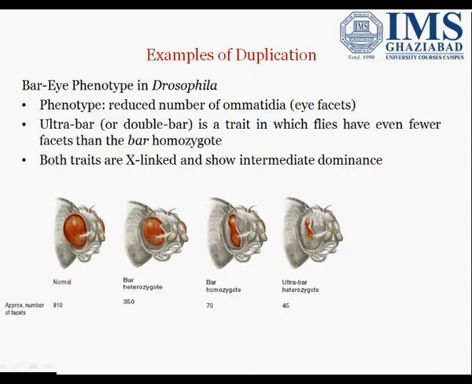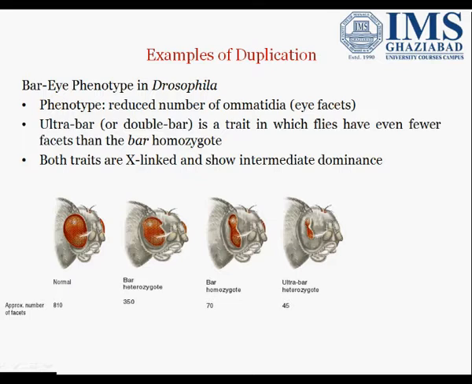Now, what is the condition? This is the normal Drosophila in which the number of eye facets is 810. When one of the segments, the 16A segment, gets introduced in that particular case, the bar heterozygote gets formed and we are having 350 facets. The number of eye facets gets reduced, and in case of bar homozygote it becomes 70, and in case of ultrabar homozygote condition we are having 45 eye facets.